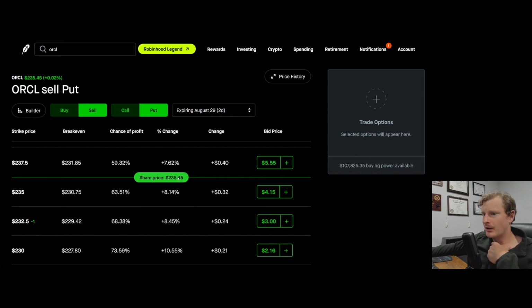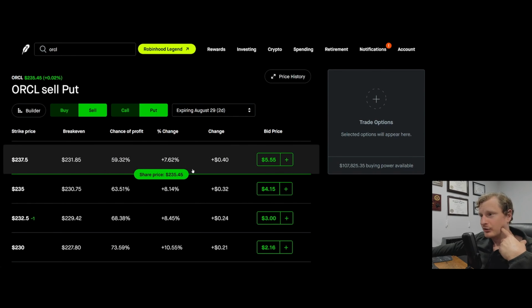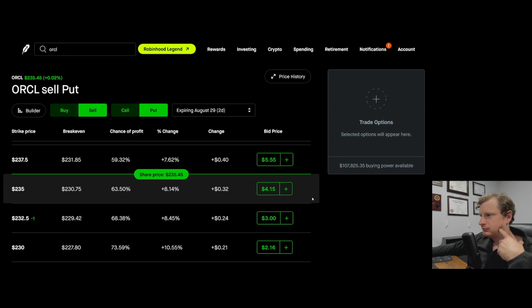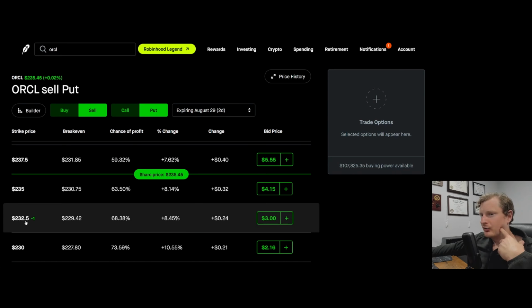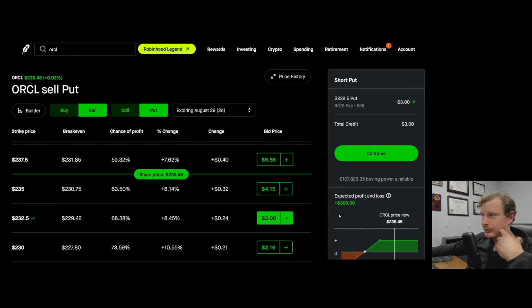So if the market is red, then I will probably choose a strike price a little bit lower. But if the market's relatively strong, I'll choose something that's at the money. So I might just run another option at this 232.5, then bag another $300. So tomorrow's looking to be a pretty good day.